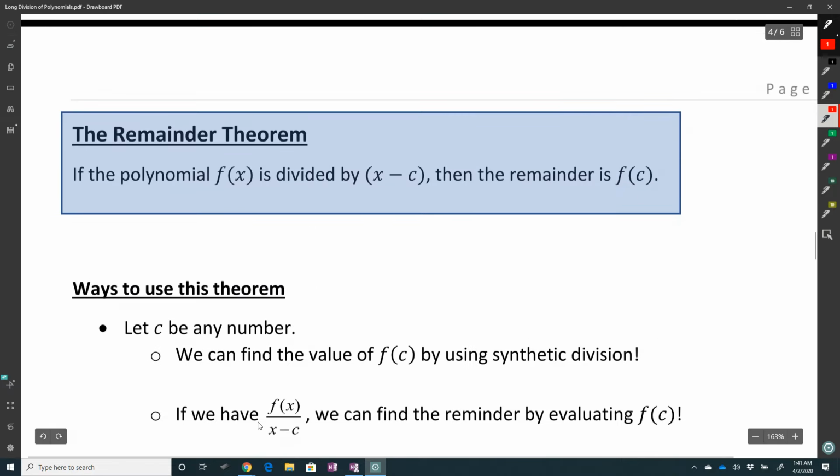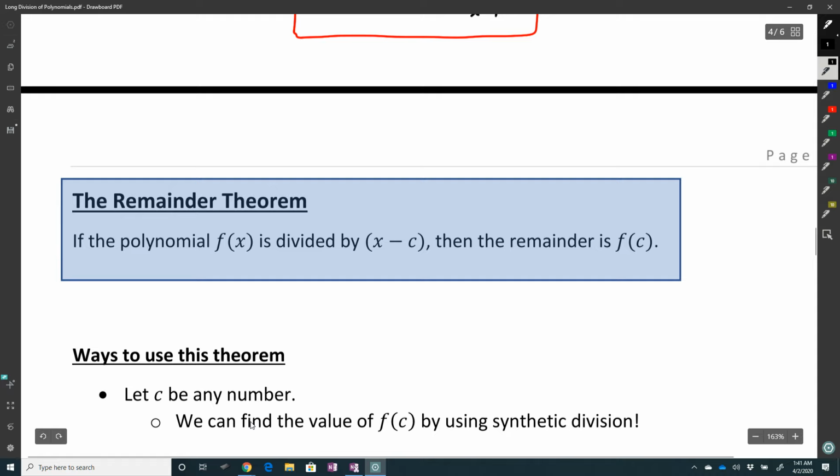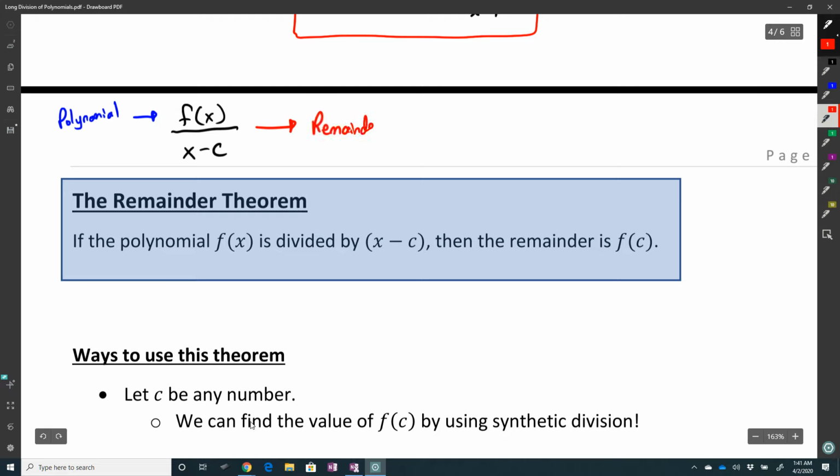So here we have the remainder theorem. The remainder theorem states, if a polynomial is divided by x minus c, the remainder is f of c. So what the remainder theorem says is that if you have a polynomial, where again f of x is a polynomial, if I divide it by x minus c, okay, that means that I already know the remainder. The remainder is just f of c.